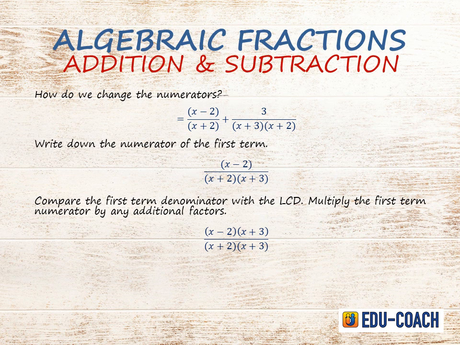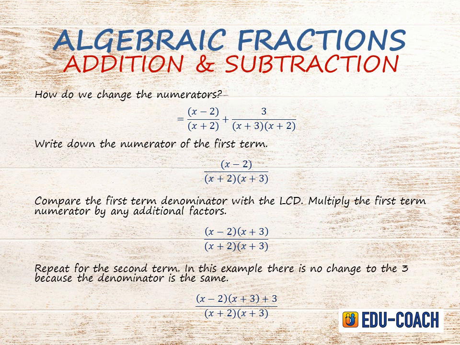You will notice if I had to cancel the x plus 3 in the numerator and denominator, I will end up with the first term of our initial expression. We repeat the process for the second term of our initial expression. In this example, there is no change to the 3 because the denominator of our second term is the same as our LCD. So we end up with, in our numerator, x minus 2 times x plus 3 plus 3. And as we've shown previously, we simplify this by removing the brackets, combining the like terms, and factorizing if possible.